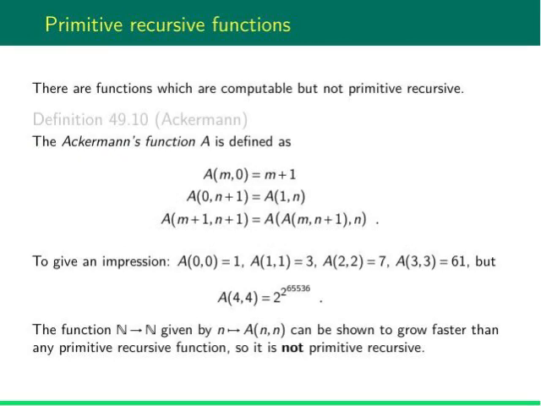There are total computable functions which are not primitive recursive. An example is Ackermann's function. It is simple to see that it grows very fast. In fact, it grows faster than any primitive recursive function, although this will not be shown in this course.